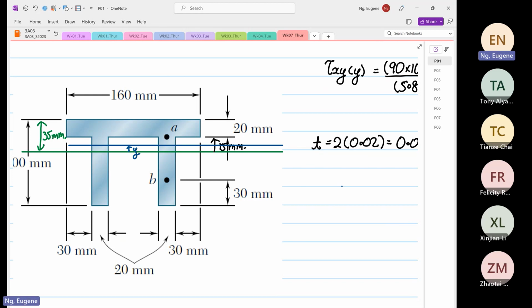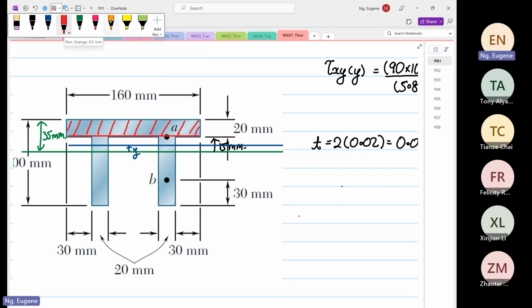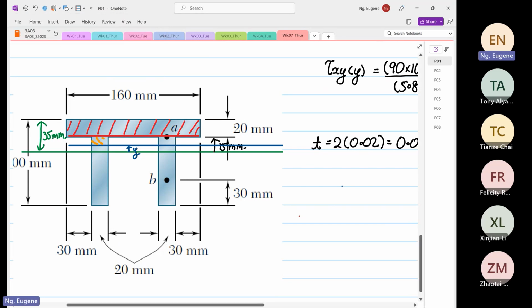However, for the first moment of area that we're going to take, you have to consider this. If we look at the first moment, what first moment of area are we going to take? We have to take this cross-section area, and also consider this area now. I'll use a different color. We also have to consider the area that I'm coloring in orange.